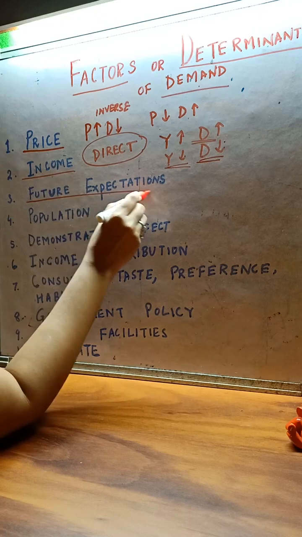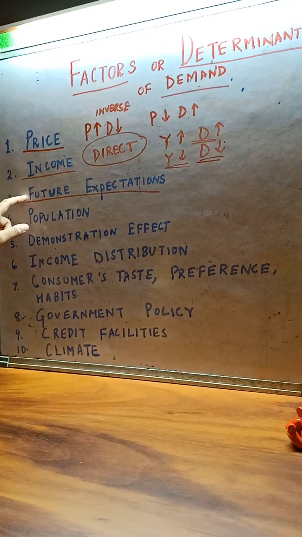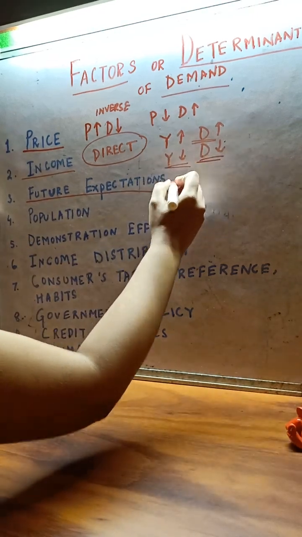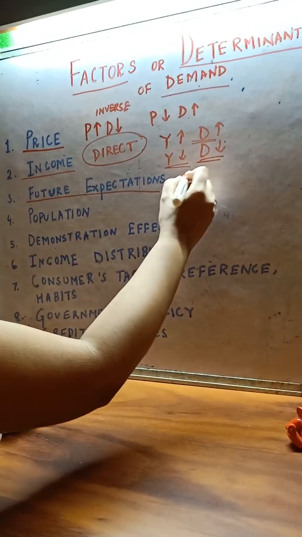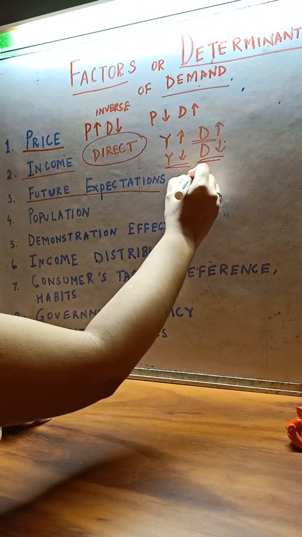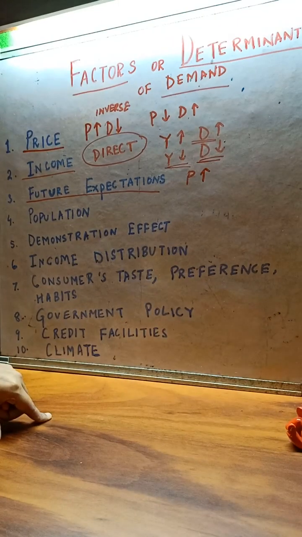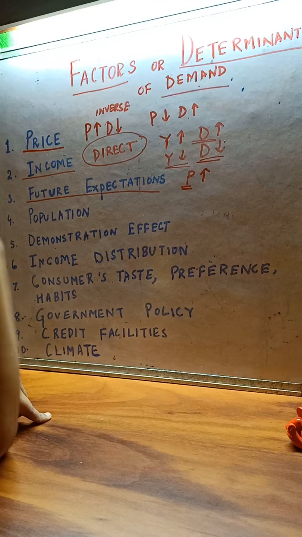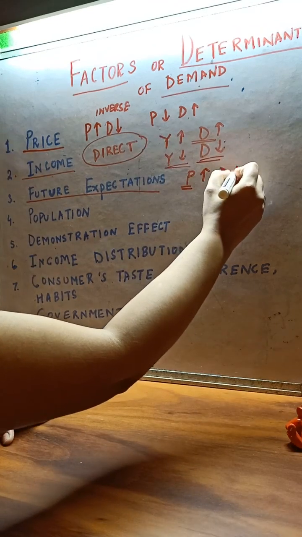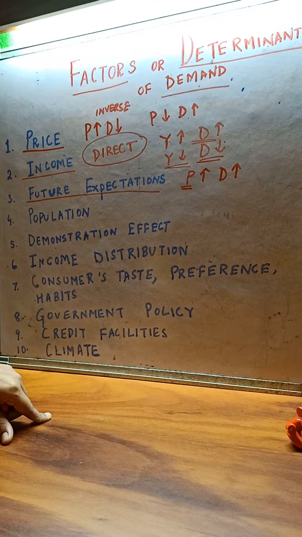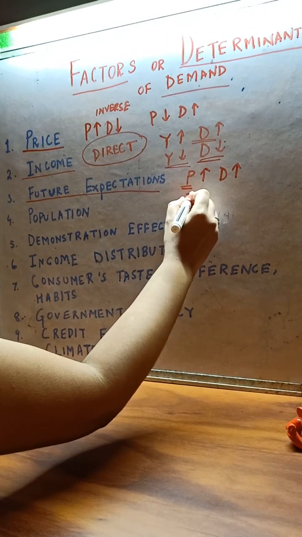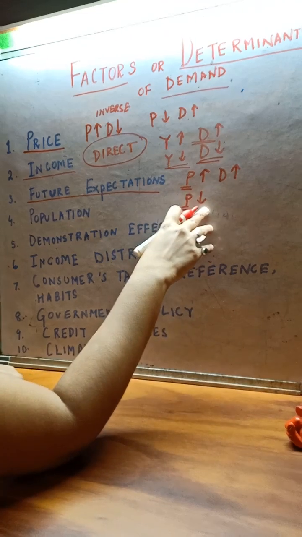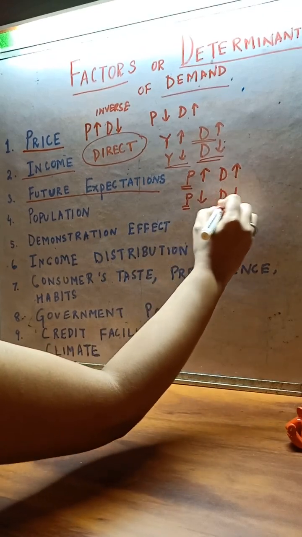Next is future expectations. Now here what are we referring to? Future expectations in price of a commodity. Now if the price of a commodity is expected to rise in the near future, there's a future expectation of price to rise, then definitely the demand will rise in the current situation. If there is an expectation of price to fall in the future, then the demand would also fall in the present situation.